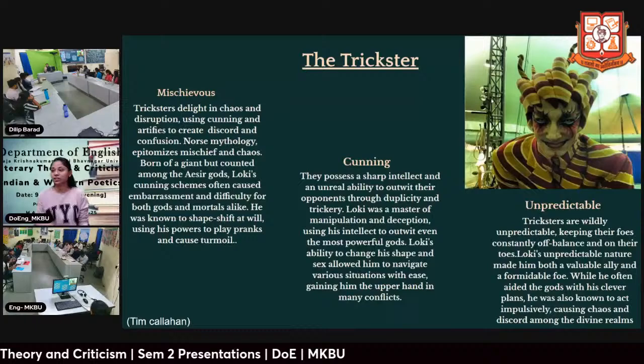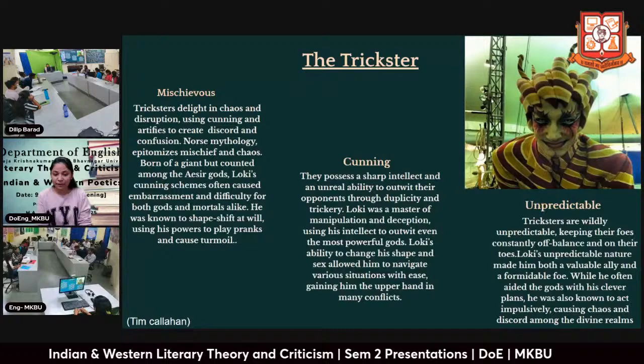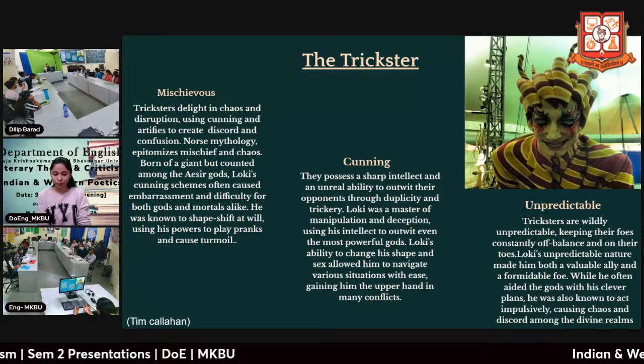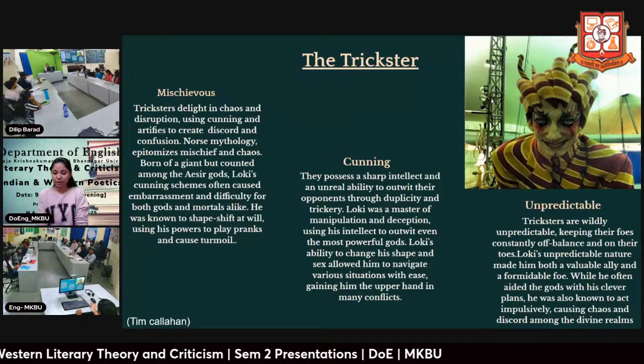They possess a sharp intellect and an uncanny ability to outwit their opponents through duplicity and trickery. Loki was a master of manipulation and deception, using his intellect to outwit even the most powerful gods. Loki's ability to change his shape and sex allowed him to navigate various situations with ease, gaining him the upper hand in many conflicts.